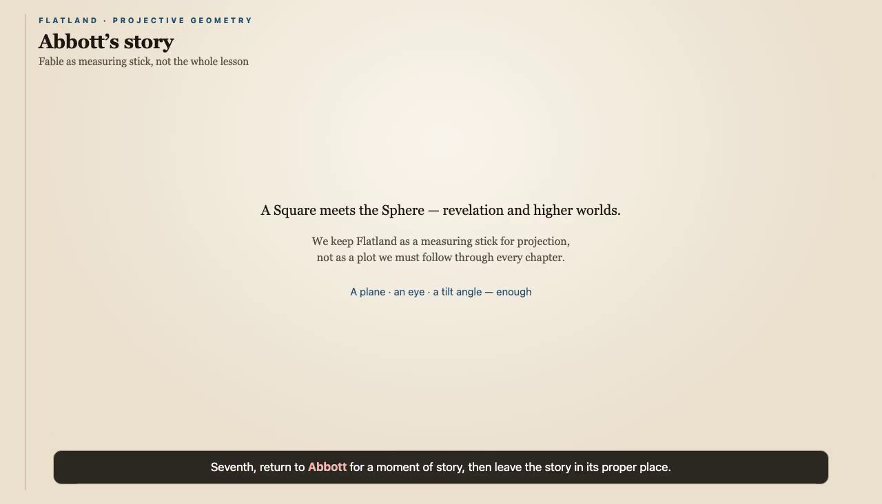Seventh, return to Abbott for a moment of story, then leave the story in its proper place. A square meets the sphere and is lifted out of the plane. Terror, revelation, and the sermon about higher worlds follow. That narrative made Flatland famous. Our job here is slightly different. We keep the beings of Flatland as a measuring stick for projection, not as characters we must follow through every chapter. The geometry should still work if you never liked the novel. A plane, an eye, and a tilt angle are enough.